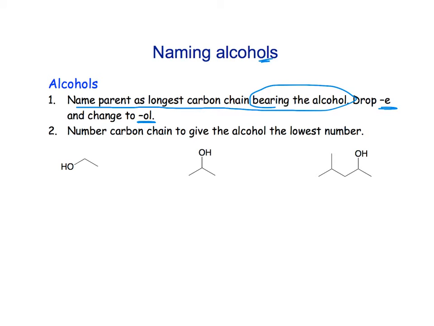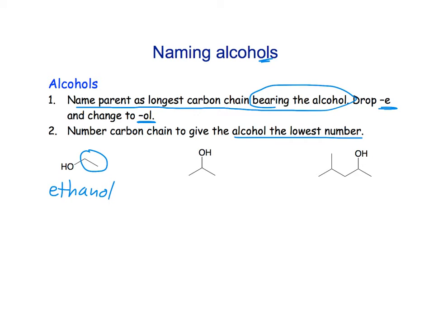OL right here. We then number the chain to give the alcohol the lowest possible number. It takes priority, and then the rest of the naming follows just like we've done before. So let's just start simple. So here we have an ethane, right? So this is just drop the E, add OL.